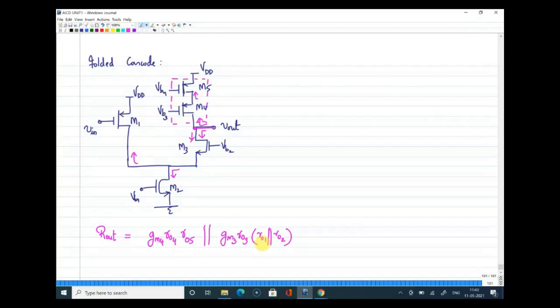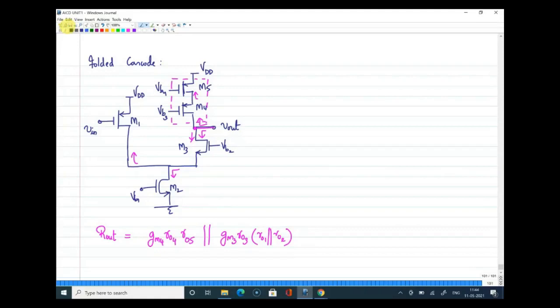So why I have taken this example is to check whether you understood how I have written the output impedance, or how to calculate the output impedance of such a structure. So if anyone in the class has a doubt in writing the output impedance of this, please put yes in the chat box so that I can explain.